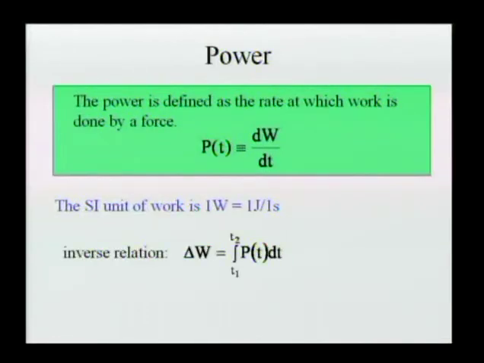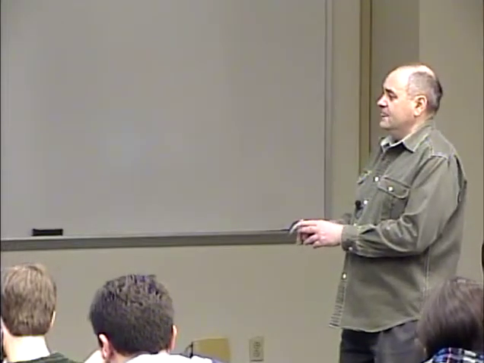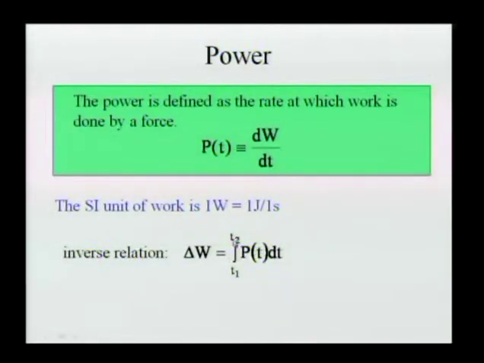Often we need to calculate it the other way. So if we know what is the function representing power, how power varies with time, then amount of work performed on an object is going to be equal to, if I look at the definition, differential work is equal to power multiplied by the differential time. So if I add over the instances in which I'm interested, then I will get work.